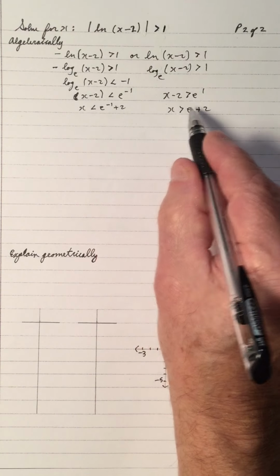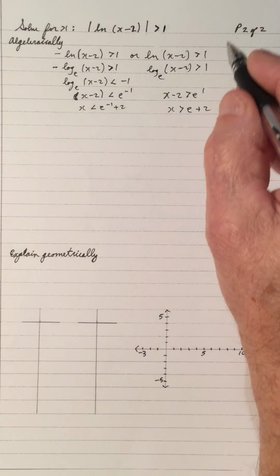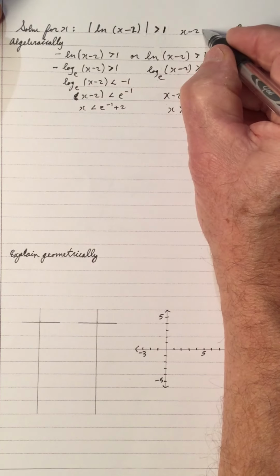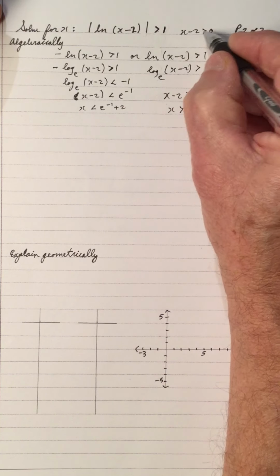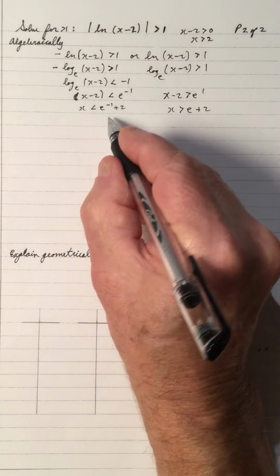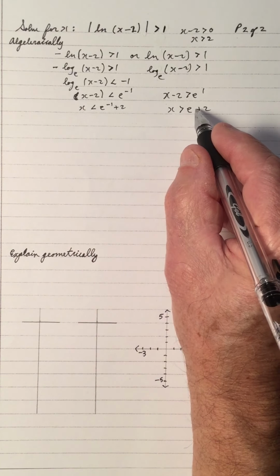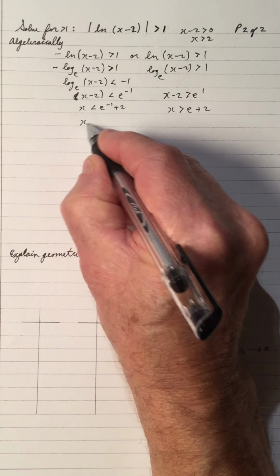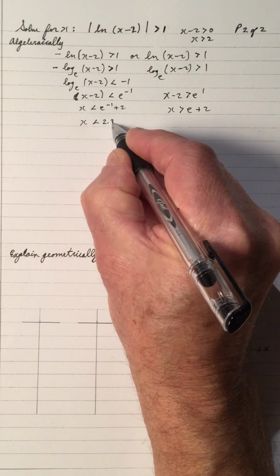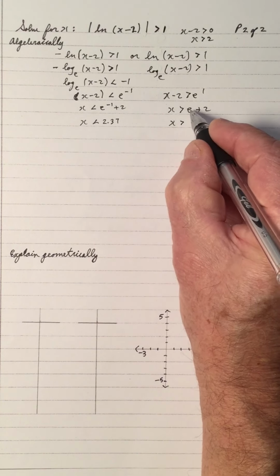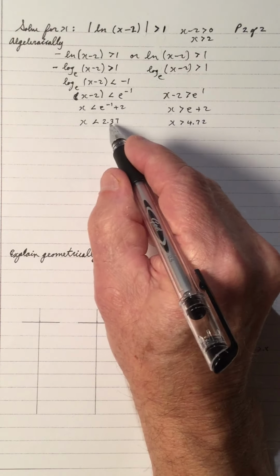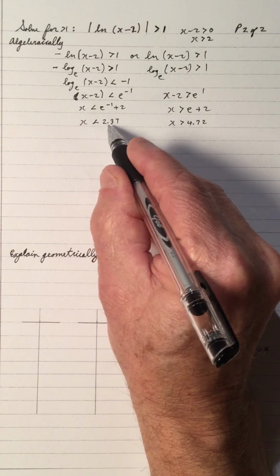Now, these are two answers, but there's something special about this one, because we have to remember that the ln of the number has to be greater than zero in its argument. So this x minus 2 has to be greater than 0. That means x has to be greater than 2. So even though these are answers, you're going to say, how do I know what these answers are? Well, if you take your calculator and go e to the -1 plus 2, you'll get roughly 2.37. And if you take e plus 2, e is 2.72, so that's 4.72. So this gives you a better perspective on what this number is doing in relation to the answer.